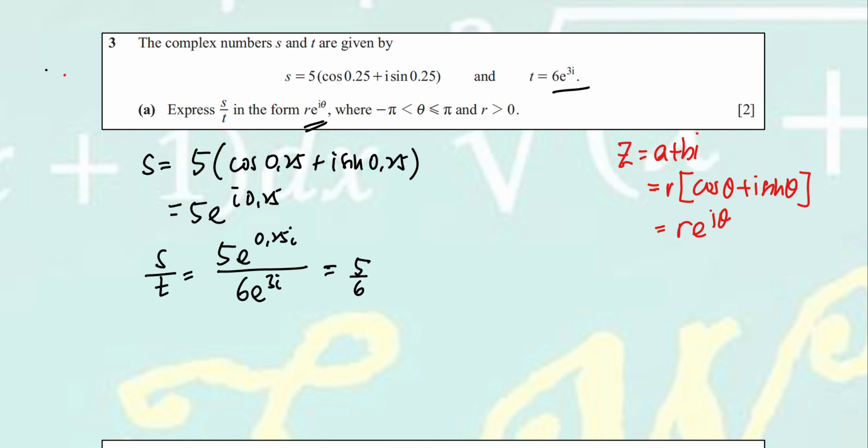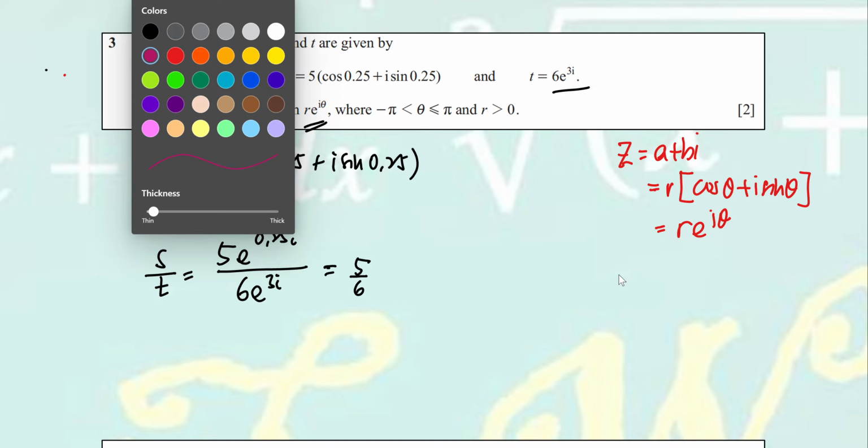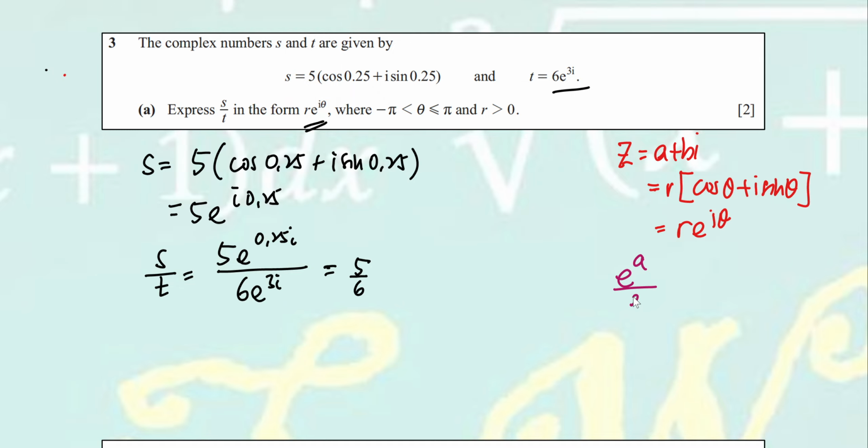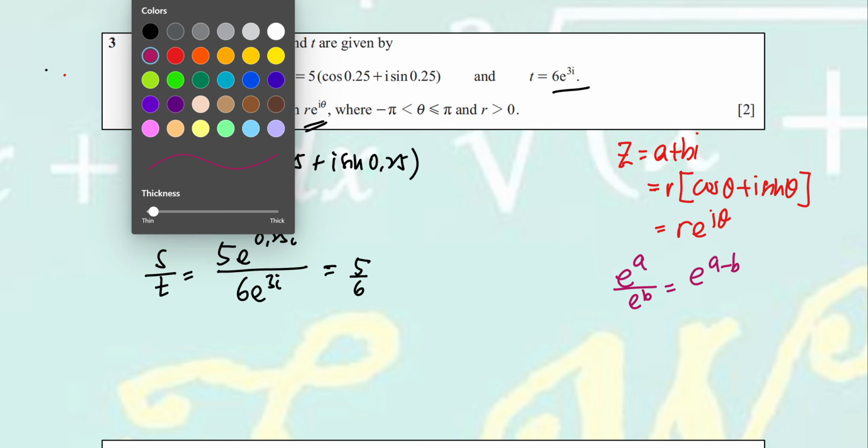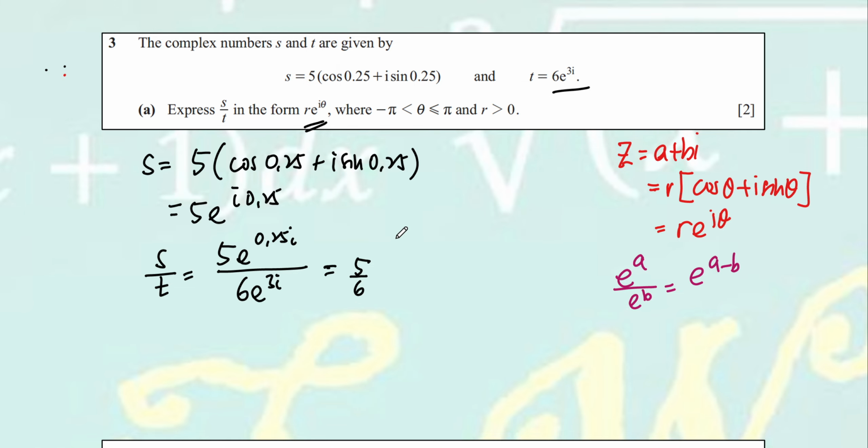When you have division of the same base, we have another formula: e^a over e^b is going to be e^(a minus b). Then I will simplify it into e^(0.25i minus 3i). Then you will be getting 5 over 6 e^(negative 2.75i). So now this is your theta. Your theta can be from minus pi to pi, which means this is your final answer.